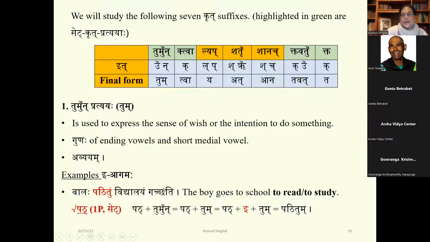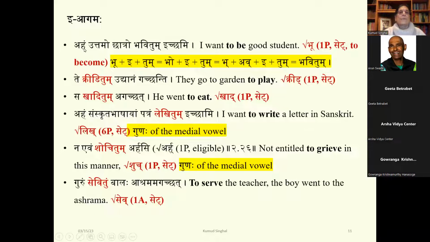vidyalayam gachati. The boy goes to school to read or to study. Pathitum vidyalayam, right? So he has a wish to go to study. Again, this we have seen before: pat, and since pat is set and tumun is set, you have an e agama, which is pathitum. Now let's look at another example.